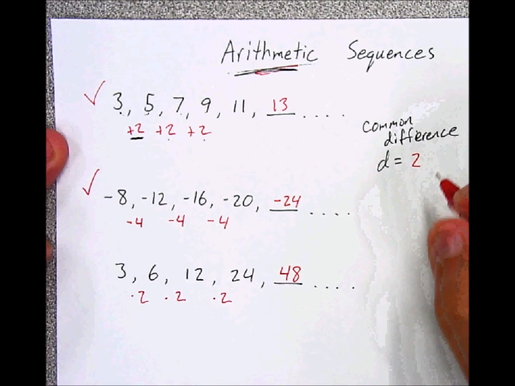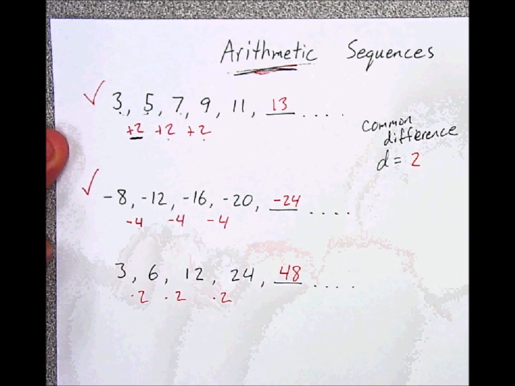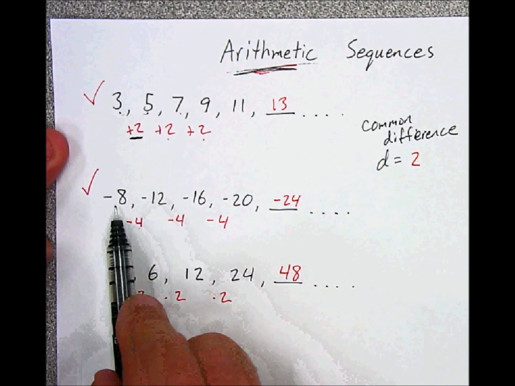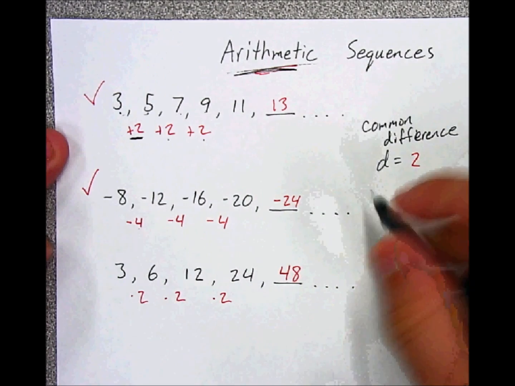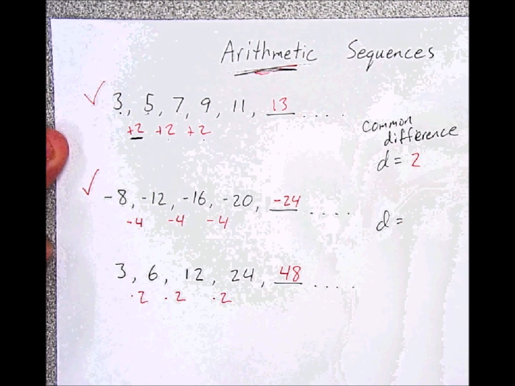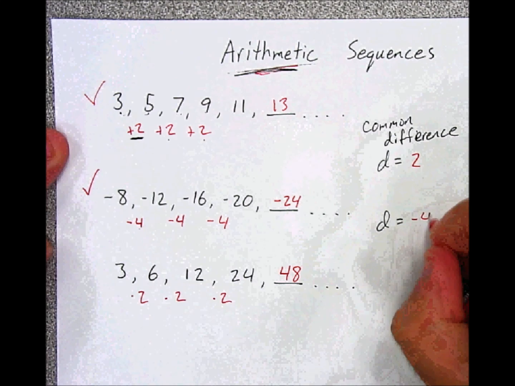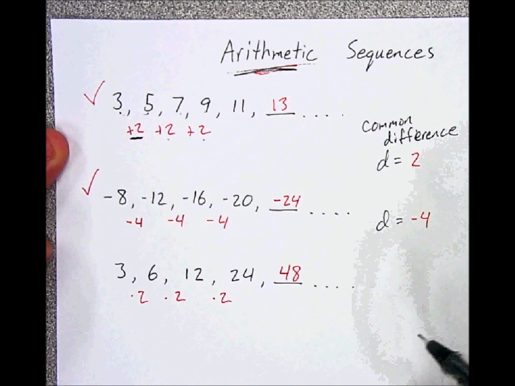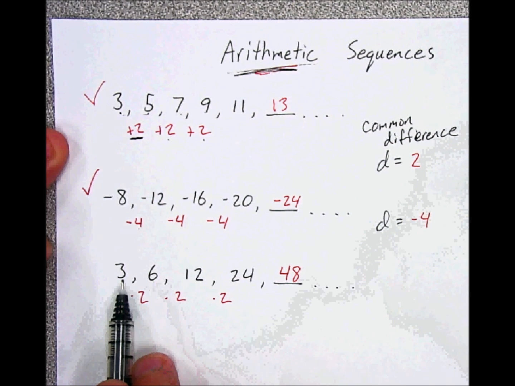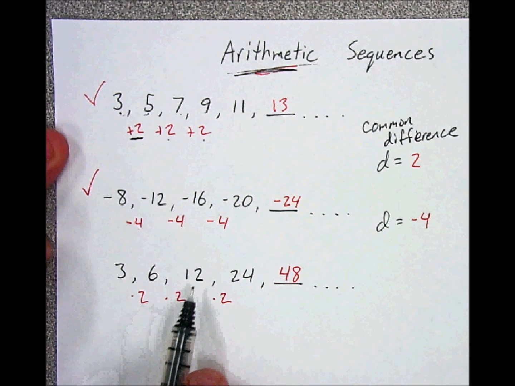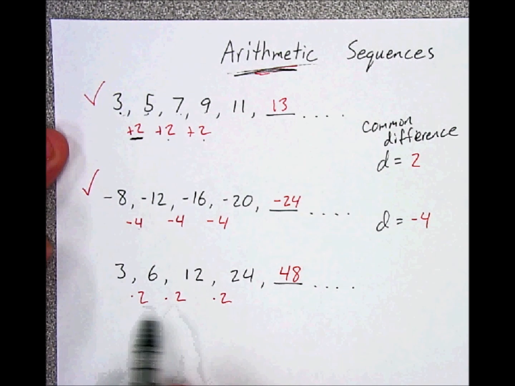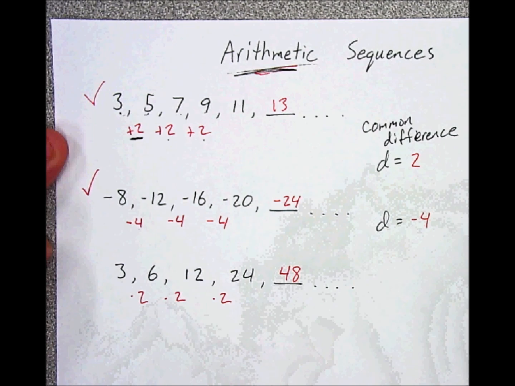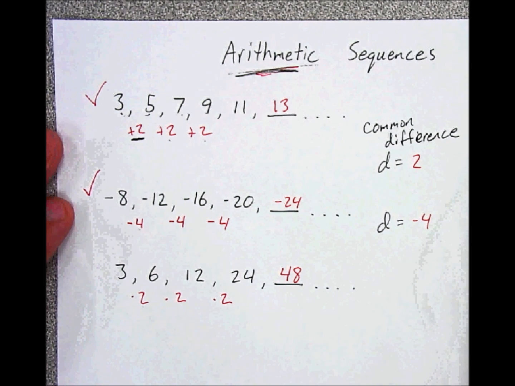Okay. This one has a common difference also. If I took negative 12 minus negative 8, I would end up with negative 4. So this one would have a common difference of negative 4. Whereas on this one, times 2 is not a common difference. If I do 6 minus 3, I get 3. And if I take 12 minus 6, I get 6. So 3 and 6 would not be a common difference. So this doesn't meet the pattern. Hopefully that gives you an idea of what we are looking for when it's arithmetic.